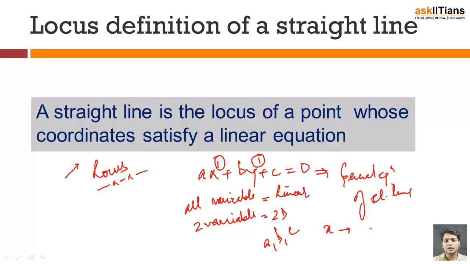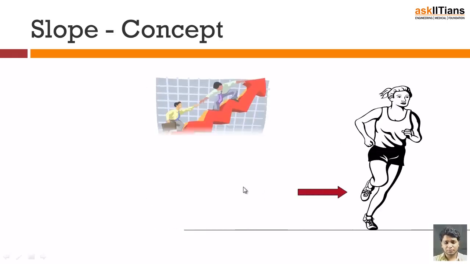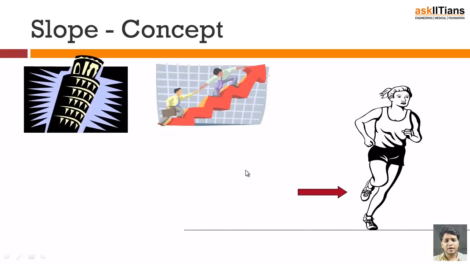x is the variable that is the change in the x-axis, and y is the variable that is the change in the y-axis. So next we will define a term which is very important in determining the final format of a line, that is slope. Let us first of all understand its concept. How do we generally define and what do we mean by slope? The pictures on this wall you can see are the various practical applications of slope, and they will help us in understanding what is slope.